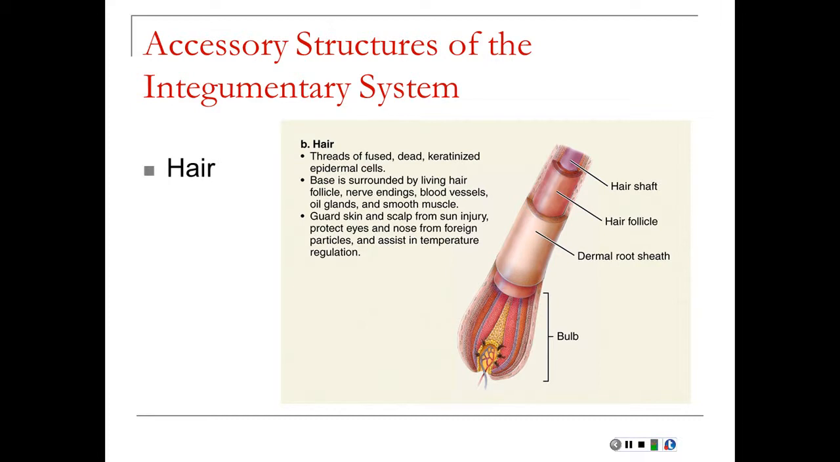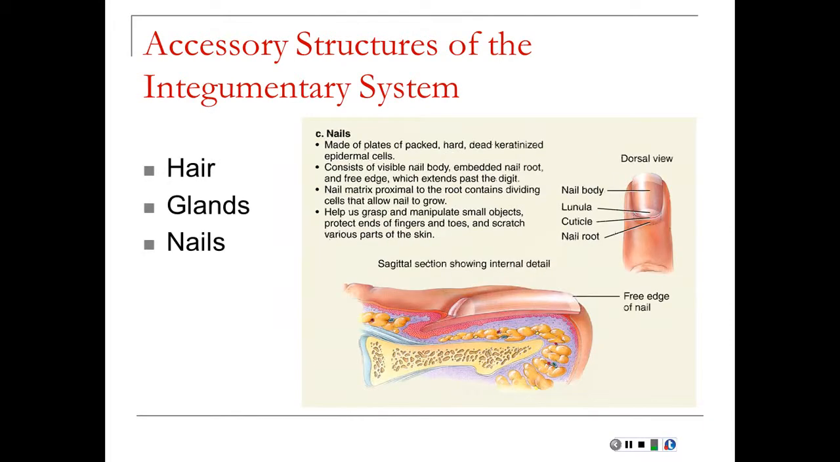The whole function of hair is to guard and protect the skin, protect openings around our body as well, which is why hair grows in particular places like around our eyes or around our mouths, in our ears, within our nose, to kind of capture any dust or debris before it enters our body. There's also nails and glands that are associated with the skin.